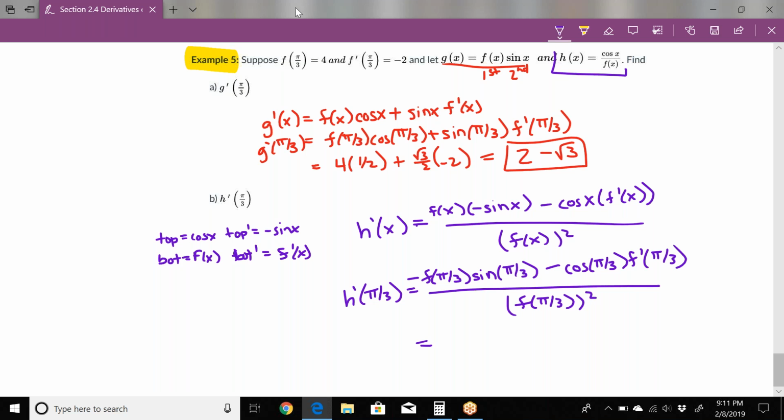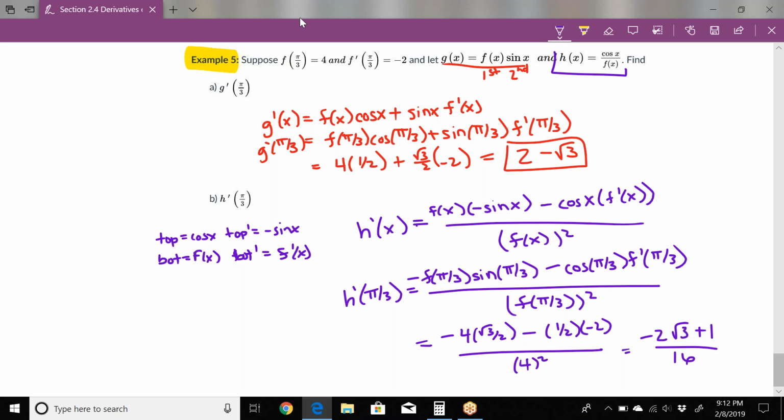Okay, so we're going to plug in what we know from up here. So that's a negative 4 now, and sine of pi over 3, we just worked out a minute ago, is square root of 3 over 2, minus cosine of pi over 3, which was 1/2. f prime of pi over 3 is negative 2. And f of pi over 3 is 4, so this is 4 squared. So this will be negative 2 square root of 3 plus 1 all over 16. Now you could rewrite that if you want as 1 minus 2 square root of 3 over 16. Honestly, either way is okay with me. And that is it. So that finishes those notes.